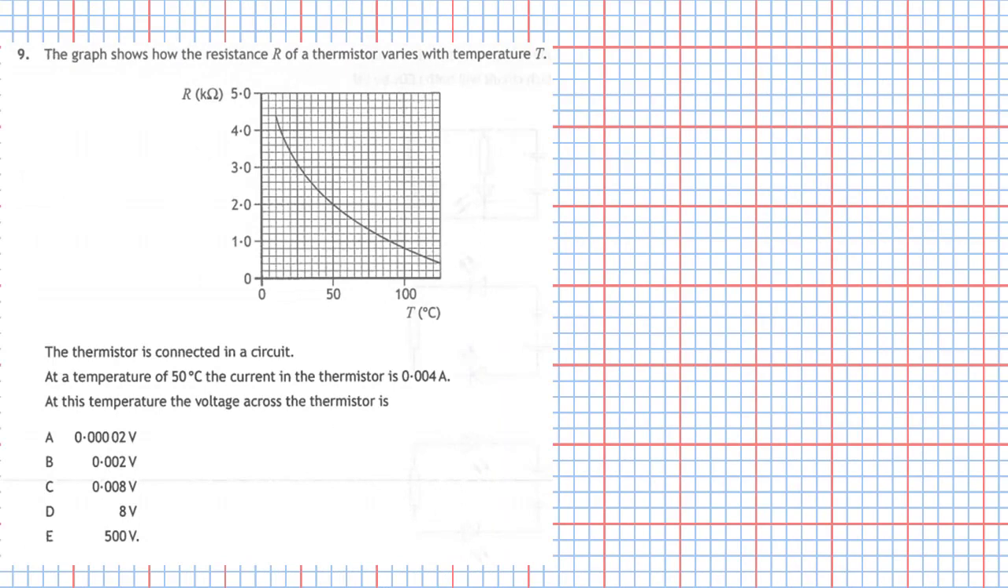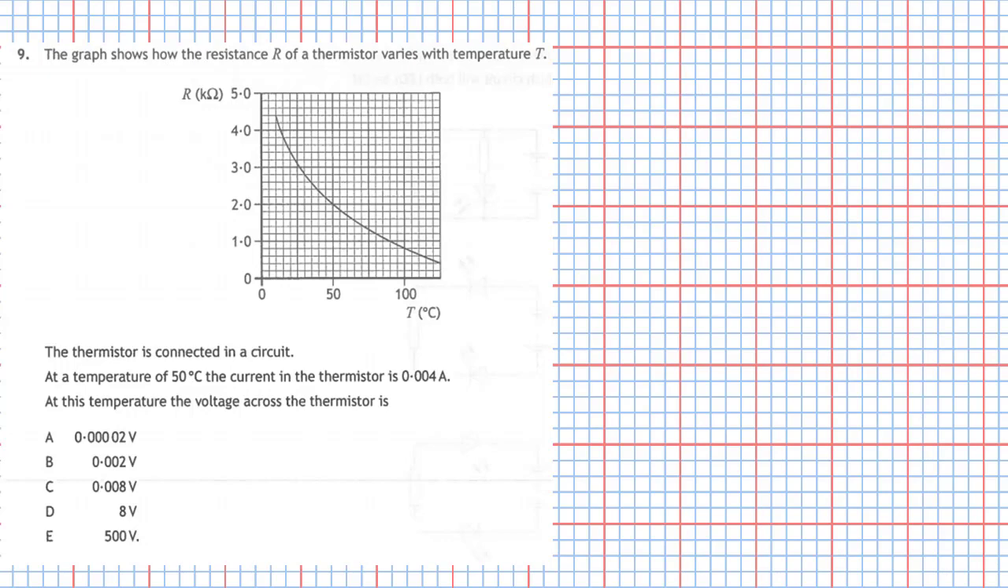Question 9 from Section 1 of the 2019 National 5 Physics Examination. The graph shows how the resistance R of a thermistor varies with the temperature T. The thermistor is connected in a circuit at a temperature of 50 degrees Celsius. The current in the thermistor is 0.004 amps. At this temperature, the voltage across the thermistor is, and we're given our choices.